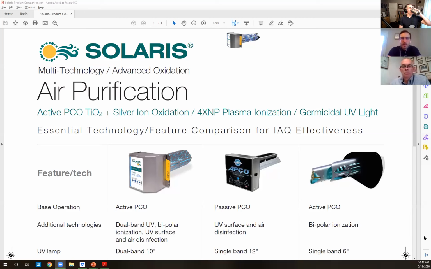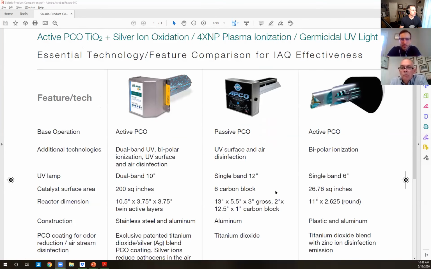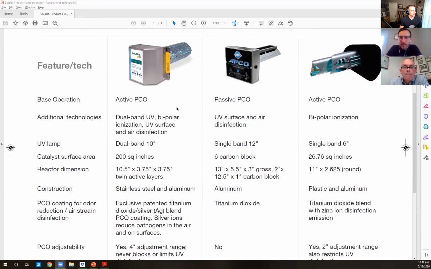All right, so base operation, you'll see our Solaris is on the left, the Remi Halo is all the way on the right. The APCO is really not a competition. We put it on there because it is one of the leaders out there, but it's really not a competition. So we'll look at us versus the Remi Halo. We both use active PCO. Additional technologies, we do have a dual band UV, bipolar ionization, UV surface and air disinfection. They do have a bipolar ionization. As far as UV lamps go, we have a dual band 10-inch lamp. They have a single band 6-inch lamp.